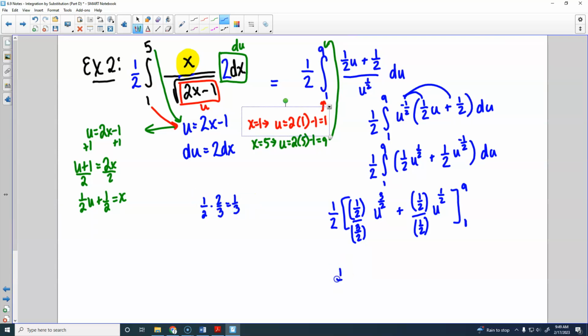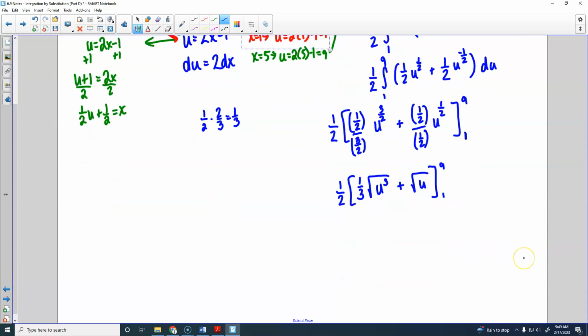So we got 1/3. I'm going to also write it this way. Square root of u to the 3rd power plus the square root of u from 1 to 9. The way that my mind works, I can plug numbers into roots easier than I can fractional exponents. So I like to switch them back, but you don't necessarily have to. I'm going to stop for a second.